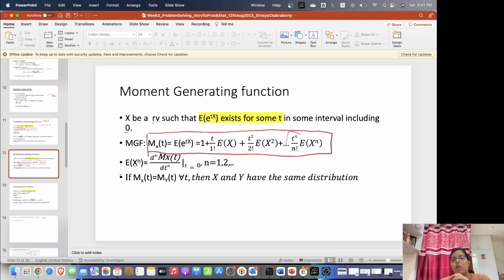So in order to find expectation of x to the power n, we have to keep on differentiating the MGF up to nth order. After we have finished our differentiation, we substitute t with 0, and whatever we get is expectation of x to the power n. Here also, if two MGFs are the same, then x and y have the same distribution.